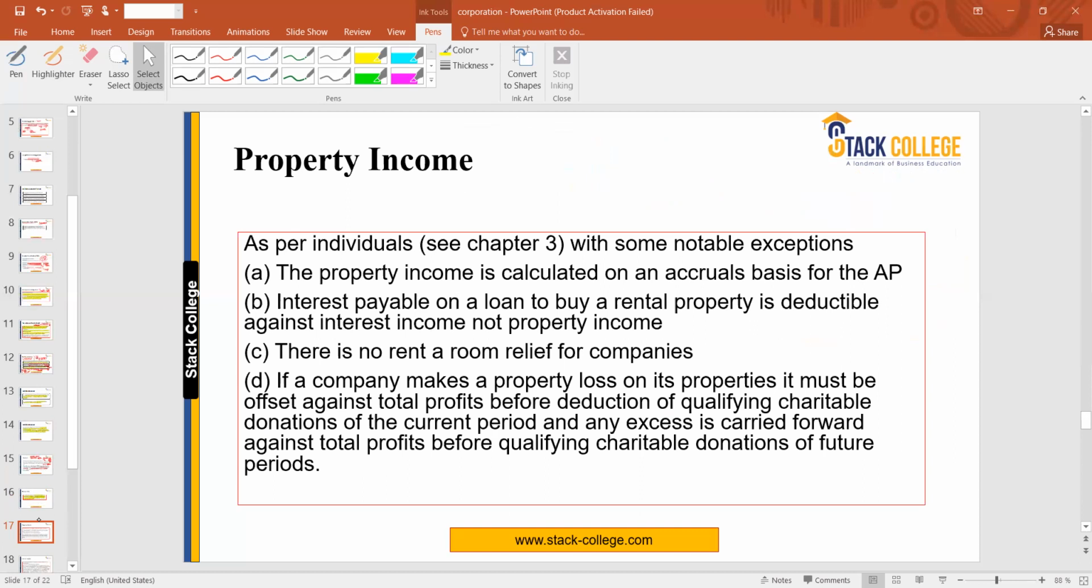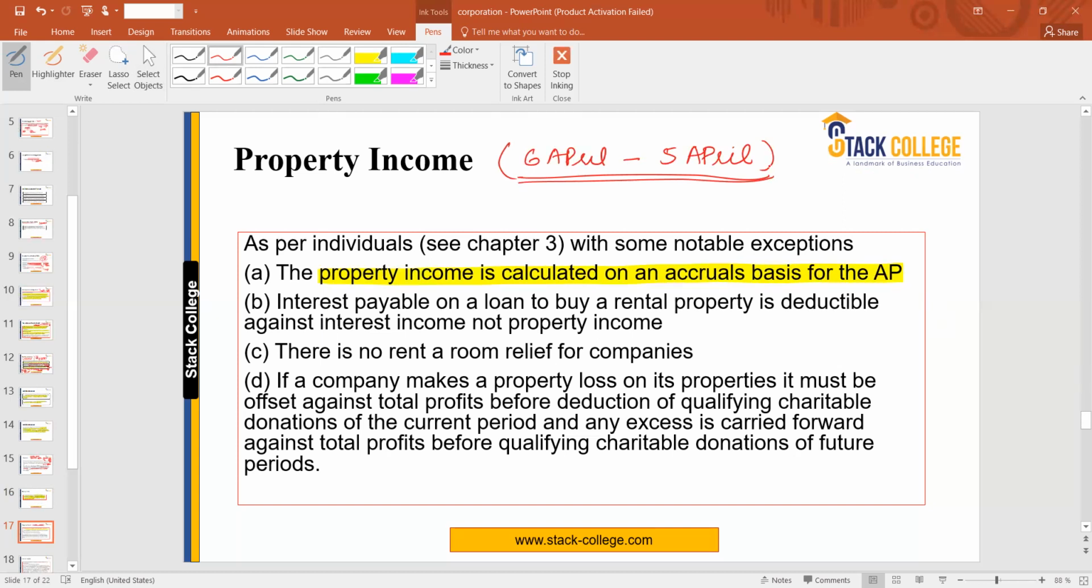Now, as far as the property income rule is concerned, there are also some differences. In the case of an individual, we have the accrual basis as well as the cash basis. But in the case of a company, only one method is available, the accrual basis, and it's relevant to the accounting period. That means property income is also considered as per the accounting period.